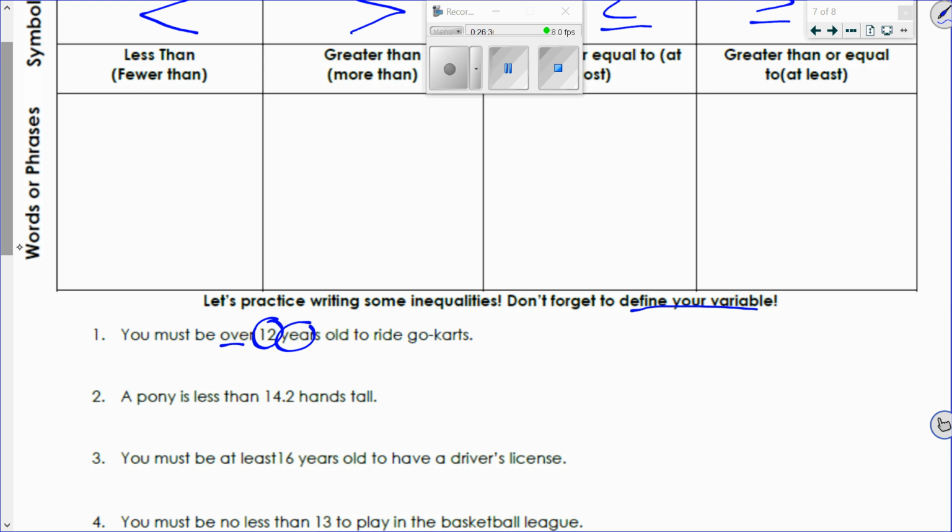It's a very vague question. Over 12 years old to ride go-karts. Are the go-karts changing? No. Is the person changing? No. Has to be over 12 years old. So what's changing is the age. So my X is age in years. Now to write your inequality, literally all you gotta do is write down your variable and the number that you've given.